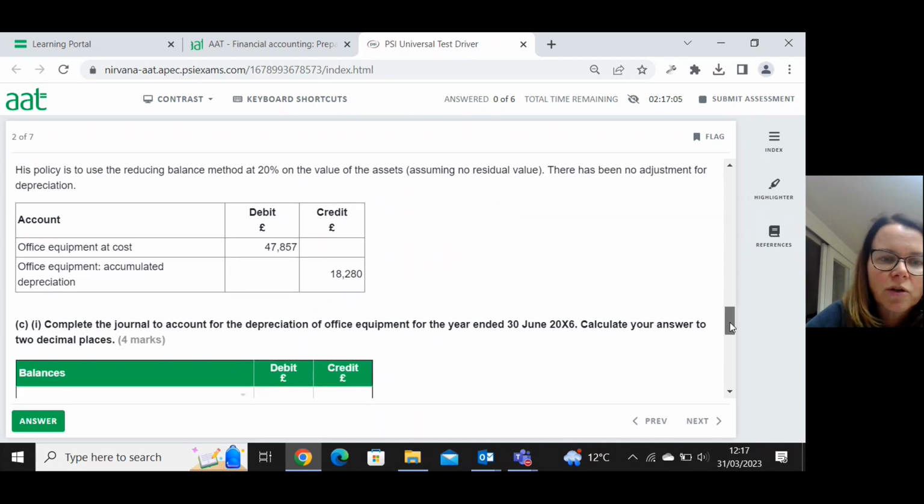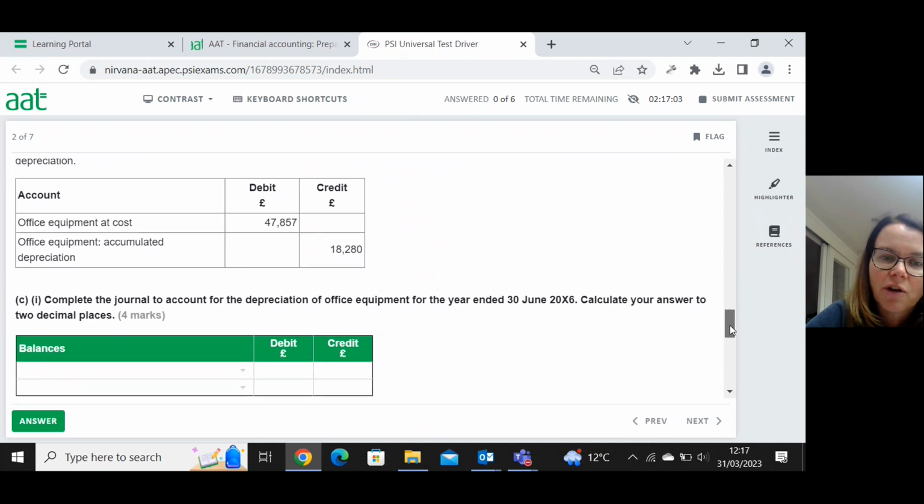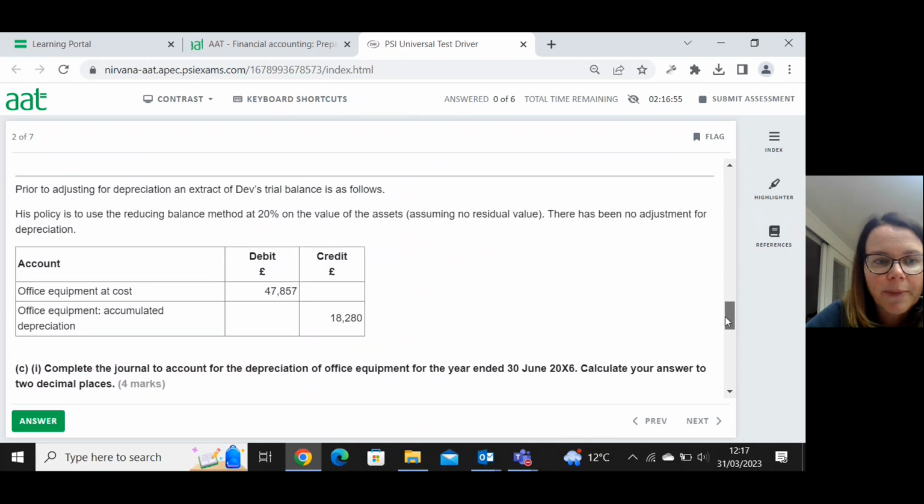Complete the journal to account for the depreciation of office equipment for the year to 30th of June and do it to 2 decimal places. Right, okay, so I know that when it's the reducing balance method, we have to calculate that based on the carrying amount of the asset. The carrying amount of the asset is the cost.